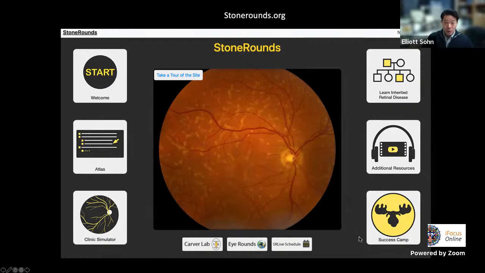There's various things you can do. You can do modules where you learn inherited retinal diseases. You can see an atlas of patients with their mutations listed and the fundus photos listed as well. So very useful website. And then you can see that there's a Stone Rounds schedule on the bottom as well. That's useful, so then you can know when that's going to be done, because that's done over Zoom and has been very well received. So with that, I want to thank you guys for your attention and happy to take any questions here.